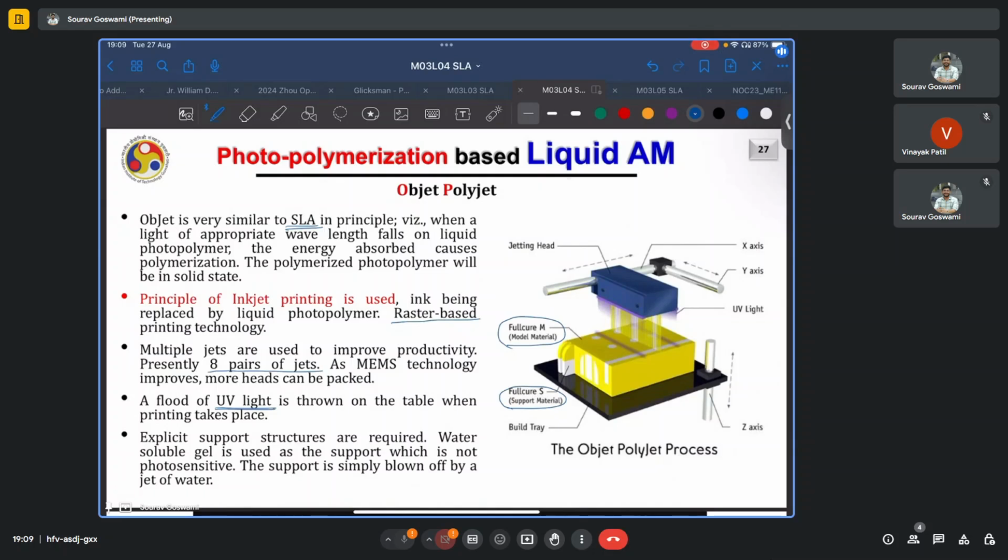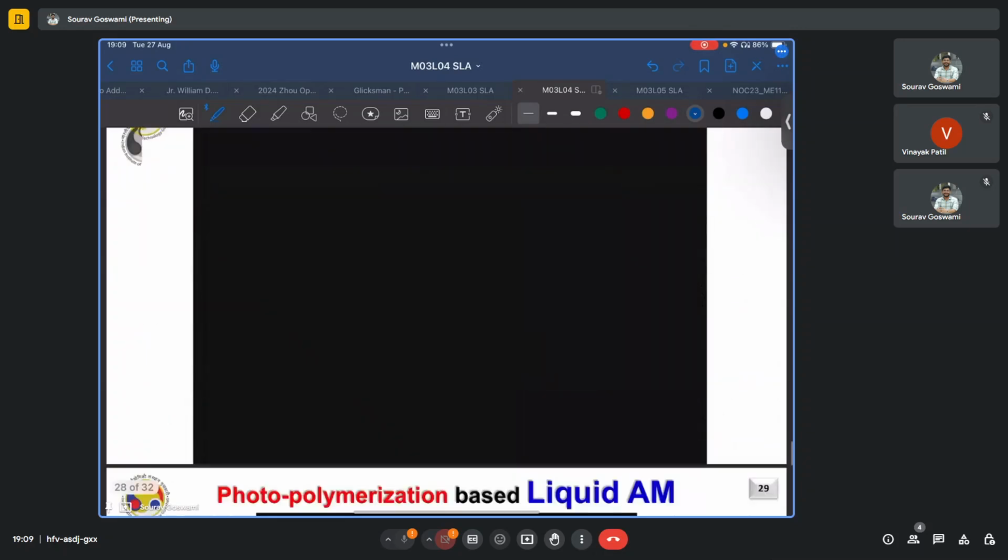Explicit support structures are needed as this is a build process along the positive Z direction. For Objet PolyJet, water-soluble gel is used as the support, which is not photosensitive. It will not get cured by the UV light. And the support is simply blown off with a jet of water.